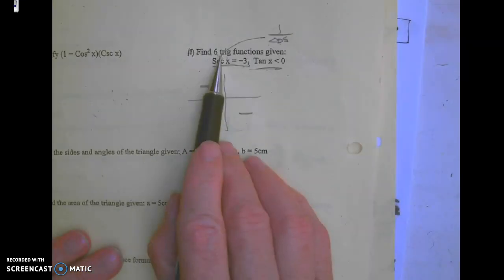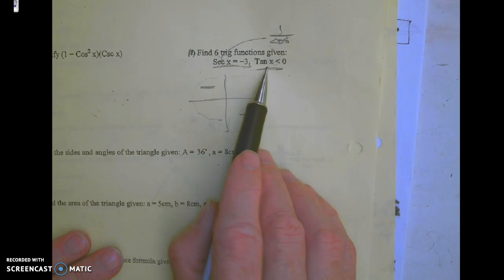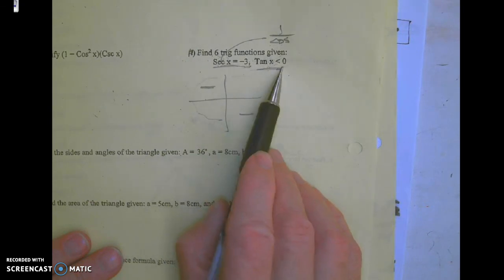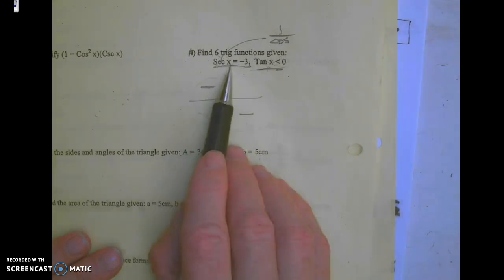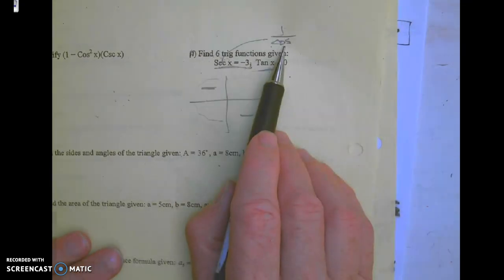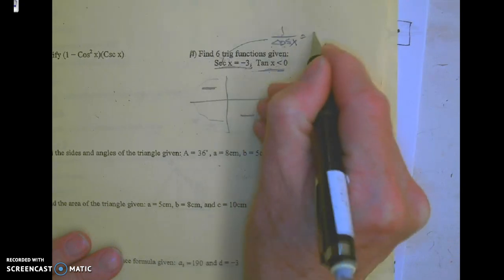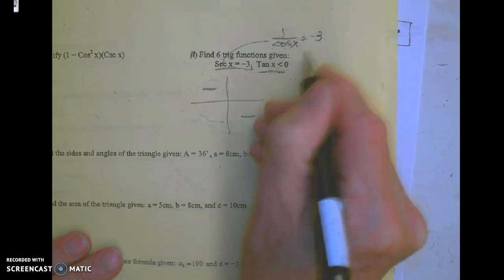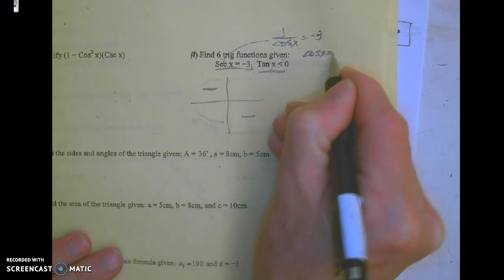For number 11, this particular problem is out of chapter 5 as well. You have to find all 6 trig functions, and you're given 2 conditions. Now, the first thing I'd look at is where tangent is negative, and it's going to be negative in the second and in the fourth quadrant. Then I look at secant and turn it into 1 over cosine. And so I know that 1 over cosine of x is equal to negative 3. If that's true, then I can say that cosine of x is equal to negative 1/3.